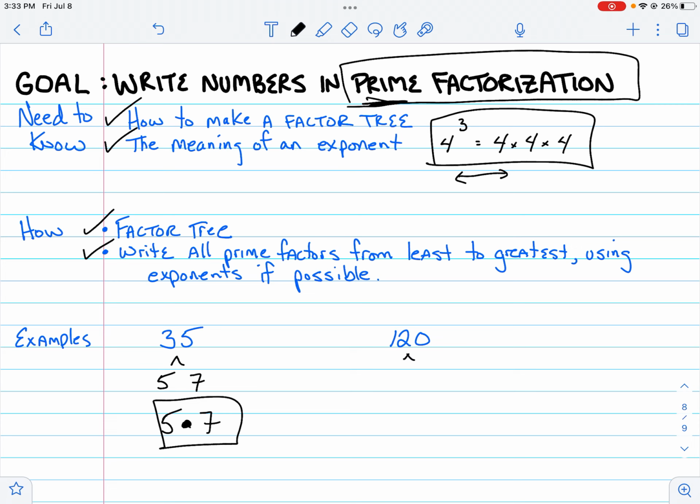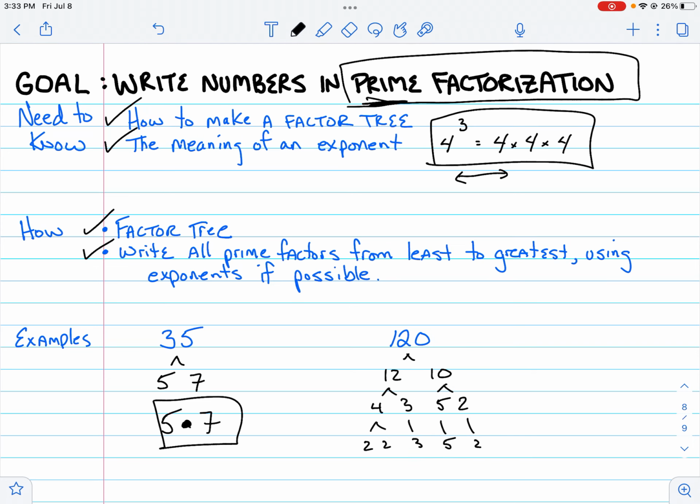On the right-hand side, we have a 120. Now, there's a little bit more going on in 120, so we're going to break these individual numbers down. However you break them down in your factor tree is okay. As long as you do it correctly, it doesn't really matter how you get to your final row of numbers.